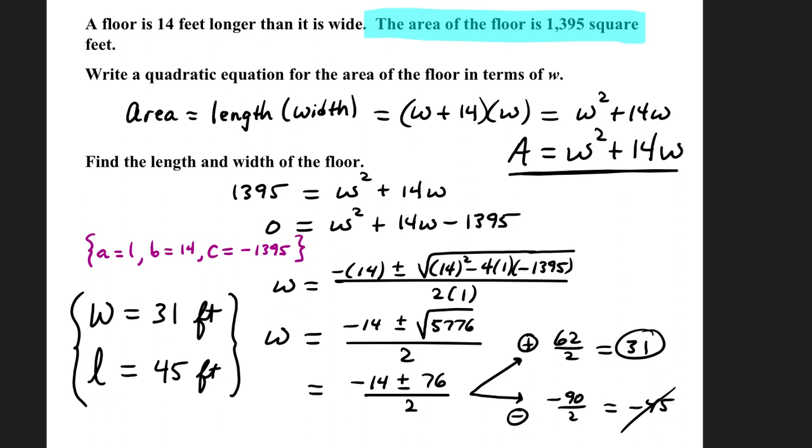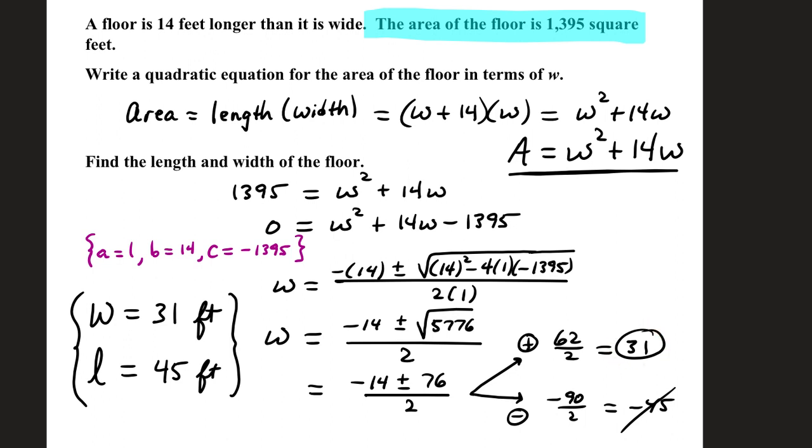All that's still over 2. The square root of 5776 is 76. So let's add negative 14 plus 76, that's 62, divided by 2 is 31. When we subtract, we get negative 90, divided by 2 is negative 45. Since we are talking about width of a floor, 31 is the only one that makes sense.